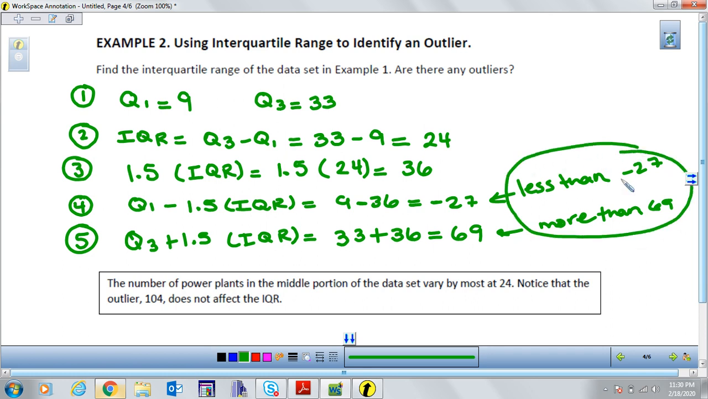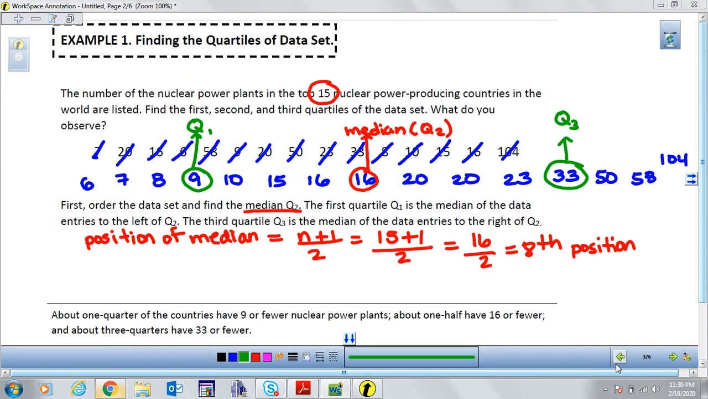So now I'm going to go back to my original values. Do we have any value that is less than negative 27? If you look at the numbers that we have, we don't even have negative numbers here. So how could a positive number be less than negative 27? No. So we have no number here less than negative 27. So that is not going to give me any outlier in this scenario.